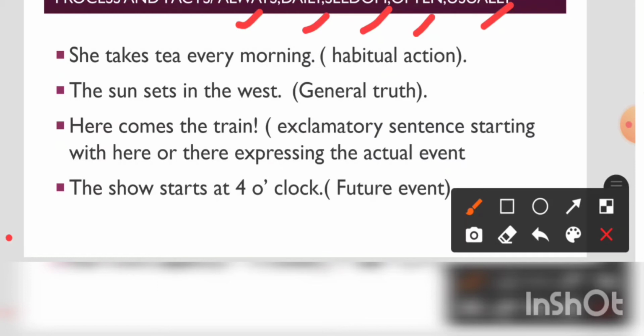So, what are the verbs used here? Takes, sets, comes, starts. So we have added s to the first form of the verb. And these verbs are called singular verbs in present simple tense. When we add s or es to the first form of the verb, then it becomes a singular verb. And the basic rule says a singular subject takes a singular verb.